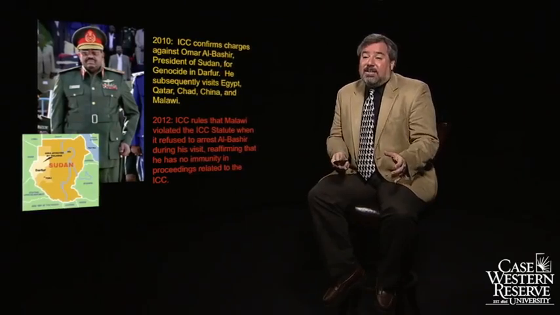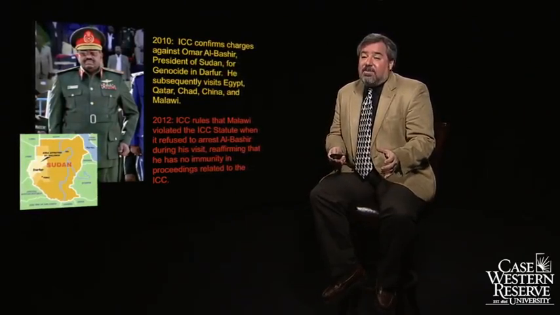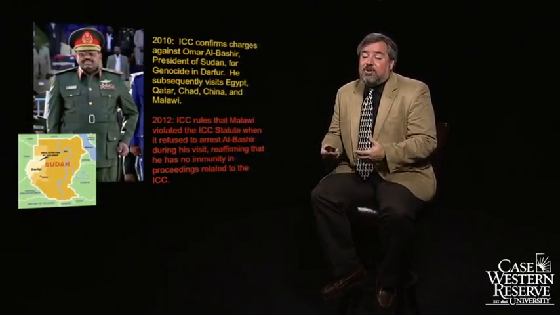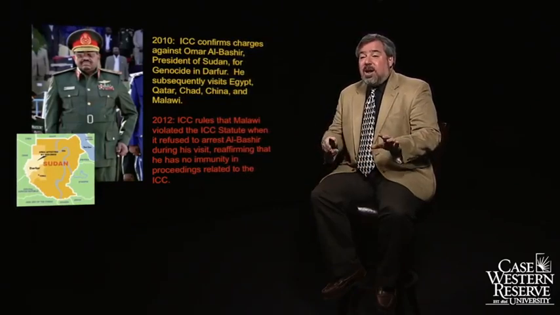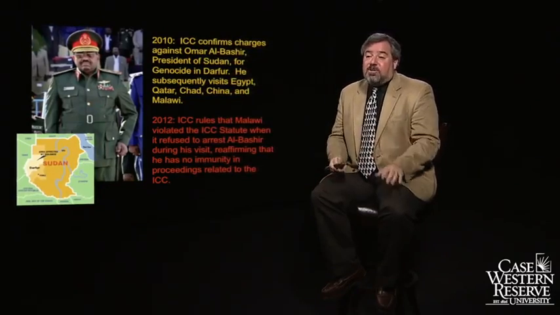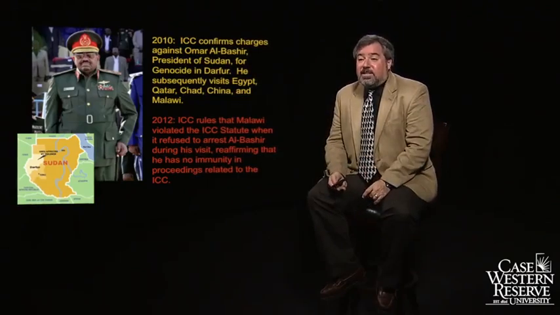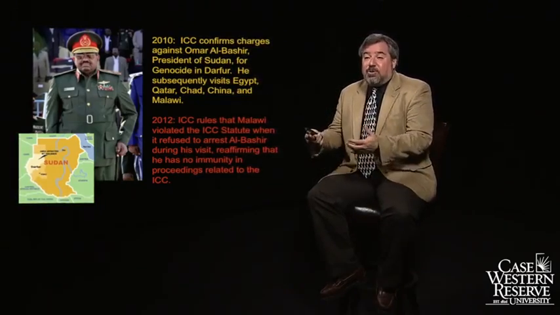So the ICC rules that Malawi has violated its duties, and the nice thing is he leaves, he goes back to the Sudan. The next time he goes to Malawi, they say, we don't want you. We're not going to have the meeting that you're supposed to go to because we just don't want to deal with the problem of being seen as a violator of both the Security Council and the International Criminal Court. But he has gone to other countries, including China. And what this shows is something about international criminal law, and that is, it's not like domestic law. These international institutions are not so strong. So the International Criminal Court is not like Nuremberg.